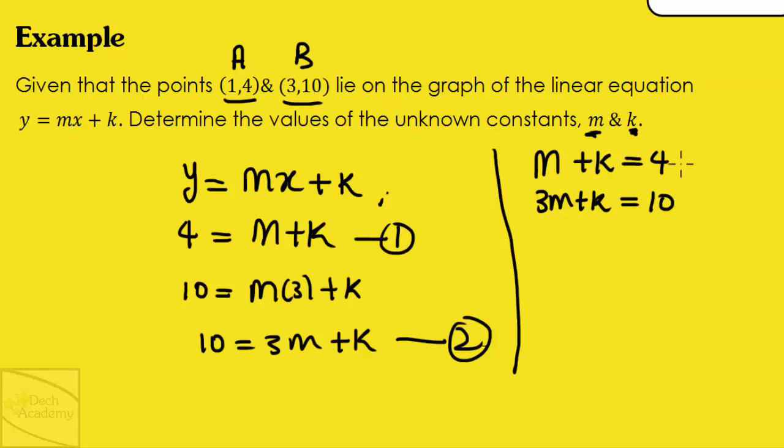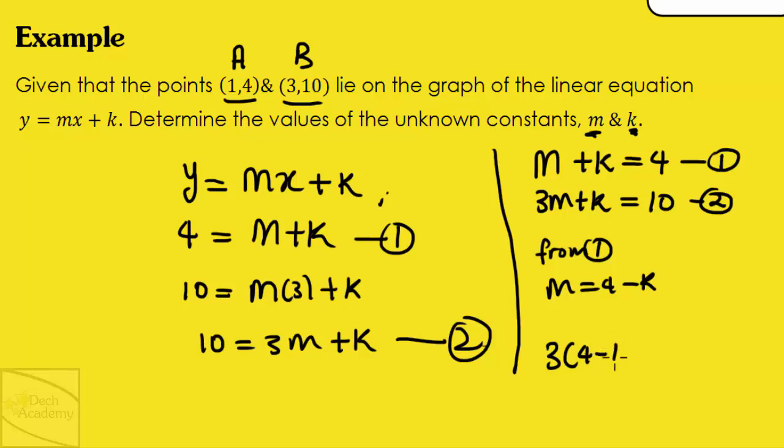Now, this equation is the same as equation 1, I just rewrote it. I just swapped the left and right hand side, same for equation 2. From equation 1, m is equal to 4 minus k. So I've made m the subject of the formula in equation 1. Now I'm going to replace m with 4 minus k in equation 2, so that we get an equation involving just k. So we just have one unknown.